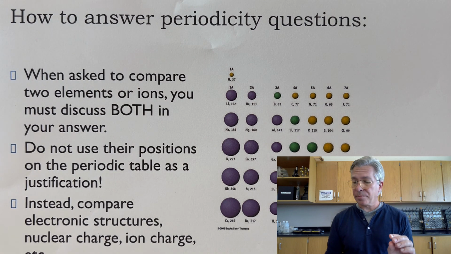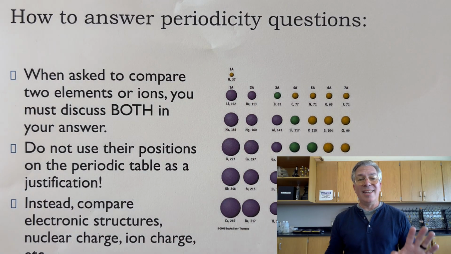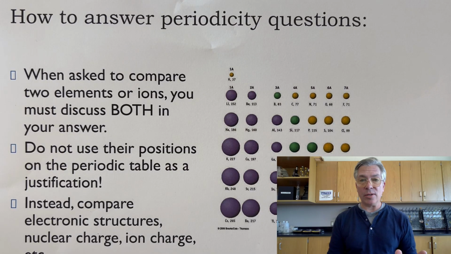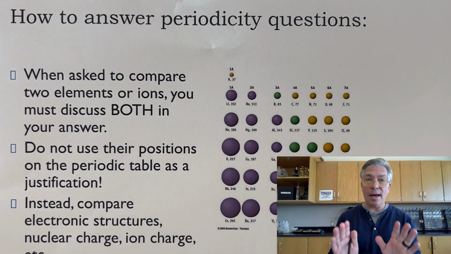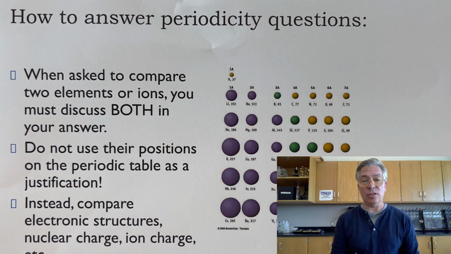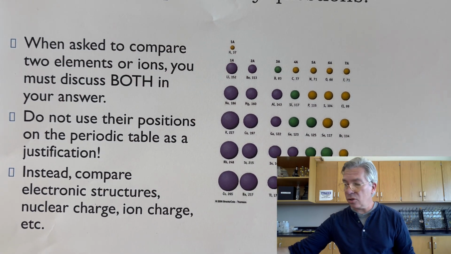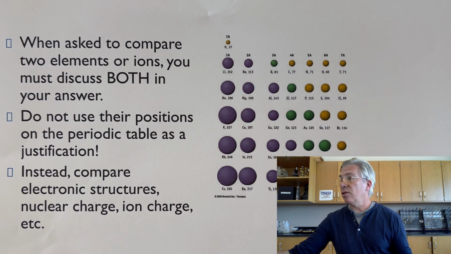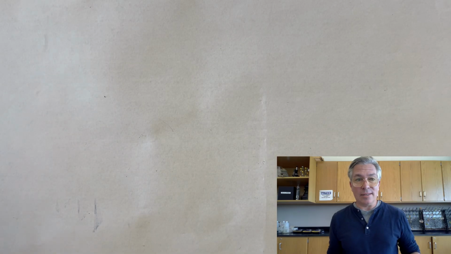Also, and this is a big one, do not use their positions on the periodic table as a justification. So we're told potassium is bigger than copper, right? Potassium is there, copper would be somewhere here in the middle. It's tempting to write something like potassium is bigger than copper because it's farther left on the periodic table, or because copper is farther right on the periodic table. That may be true, but it is not a justification, and you won't get credit for an answer like that. You have to talk instead about electronic structures, nuclear charge, the ion charge, et cetera. So don't use its position to justify anything. It happens to be left of copper on the periodic table, but that doesn't explain why it's bigger.